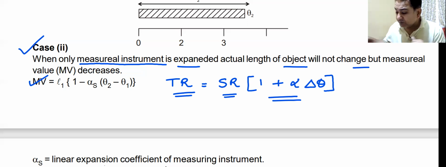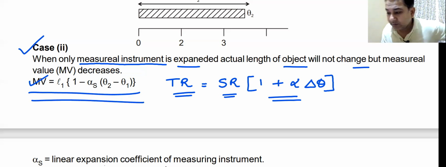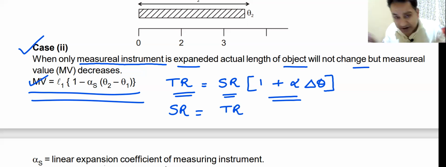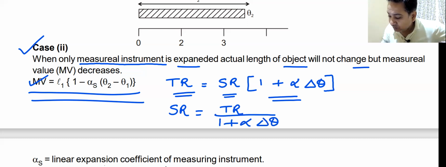Don't get confused. They have written the formula. They have written the reverse of this formula. Scale reading is equal to true reading divided by 1 plus alpha delta theta. It must be like this according to my formula, right? Yes or no? Yes, sir. But they have written it in this fashion. Are both the things the same?